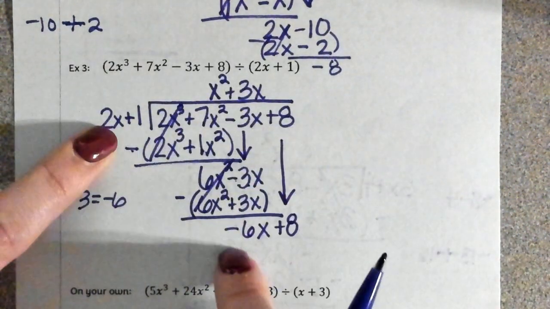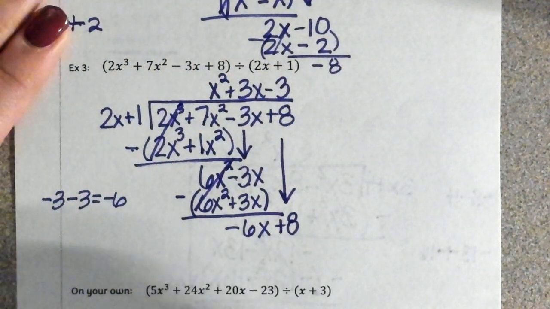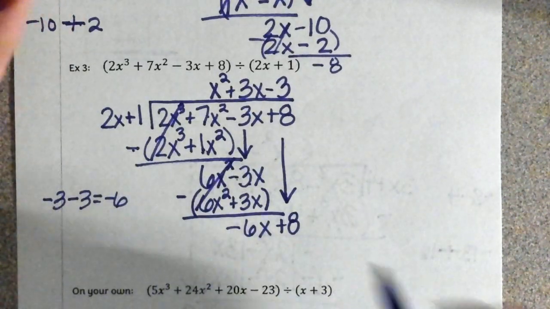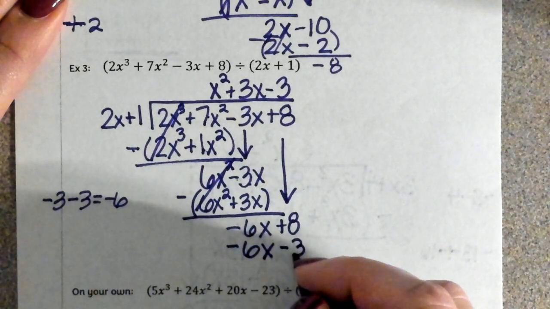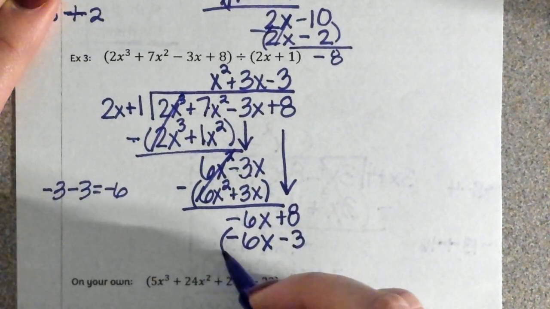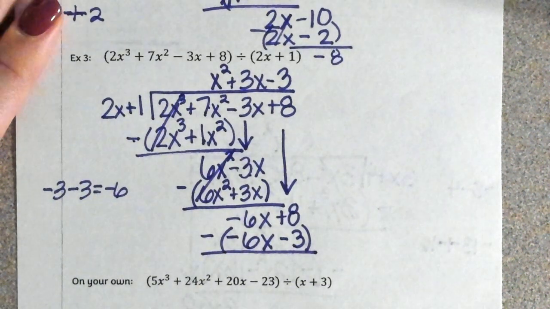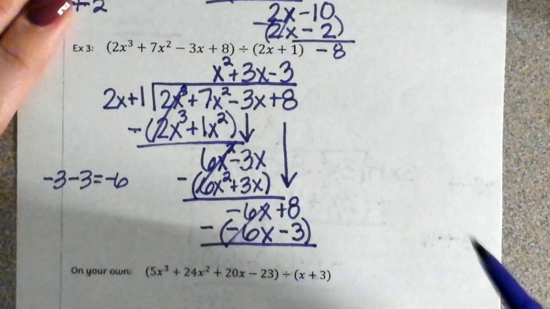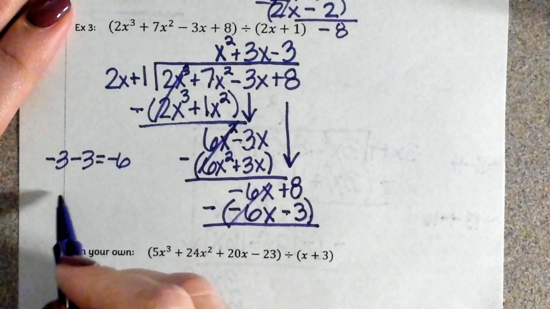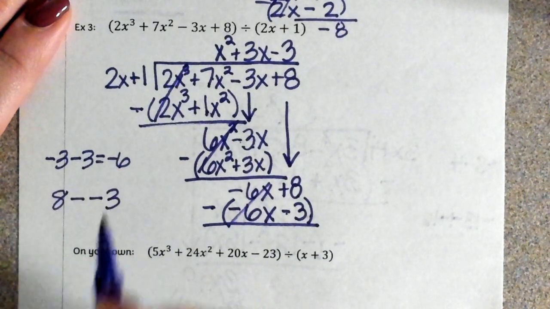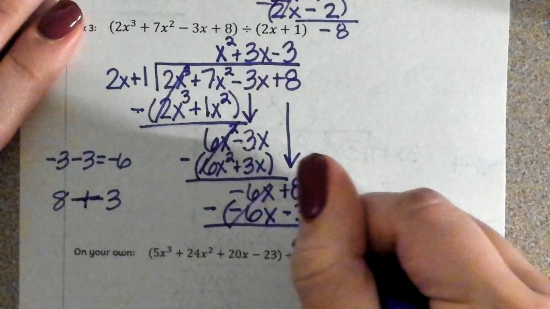2x times what makes negative 6x? That's negative 3. 2x times negative 3 is negative 6x. 1 times negative 3 is negative 3. We subtract. These cancel. We have 8 minus negative 3. Minus negative is plus. And 8 plus 3 is 11.